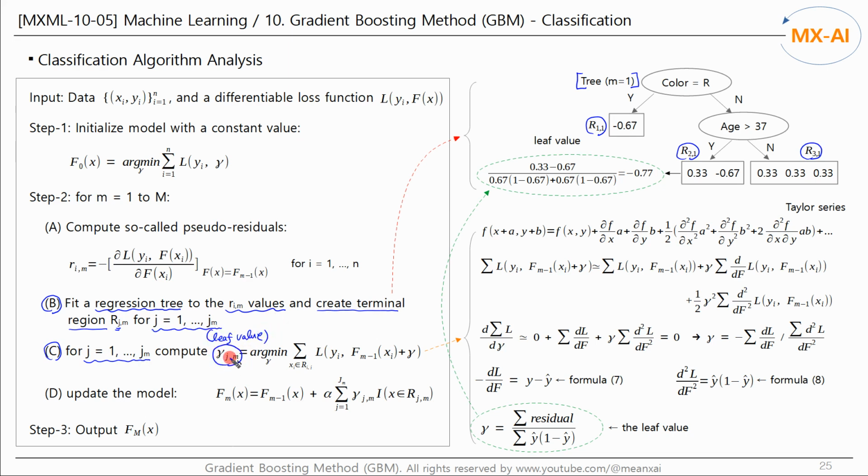Here's how to get gamma. The goal is to find the gamma that minimizes the loss function expressed in this way. X is the data belonging to a leaf node. Y is the actual target class, and the latter is the estimated value. The latter is the prediction part, expressed as the sum of the log odds of the previous round and the gamma.